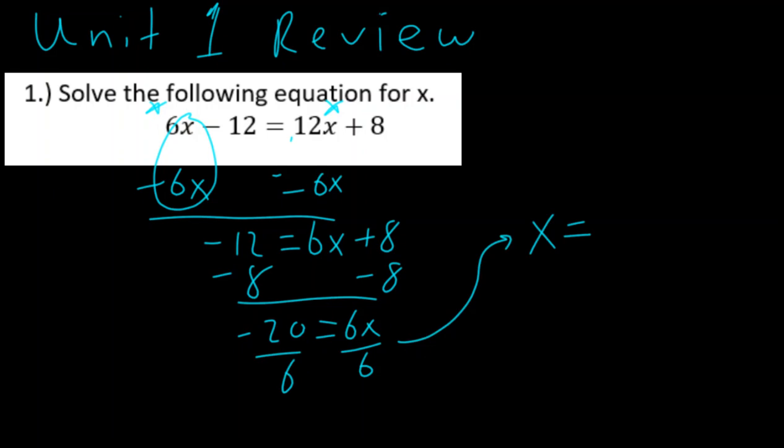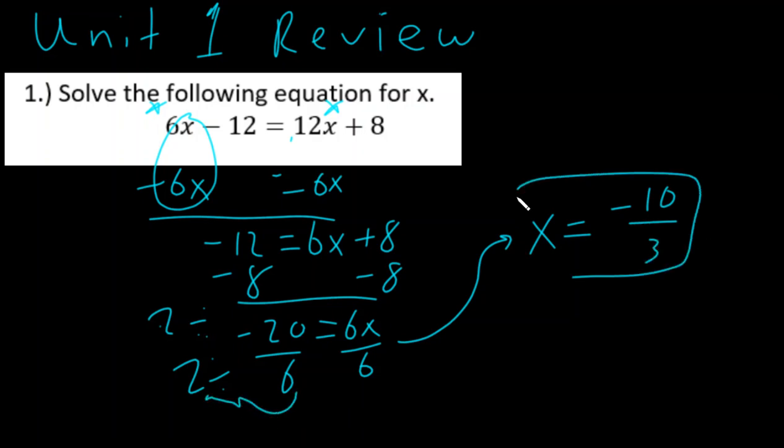You want to ask yourself, can 20 and 6 be divided by the same number? And the answer, of course, is yes, they can both be divided by 2. Negative 20 divided by 2 will be negative 10 over, and 6 divided by 2 will be 3. And your answer will be x equals negative 10 over 3.